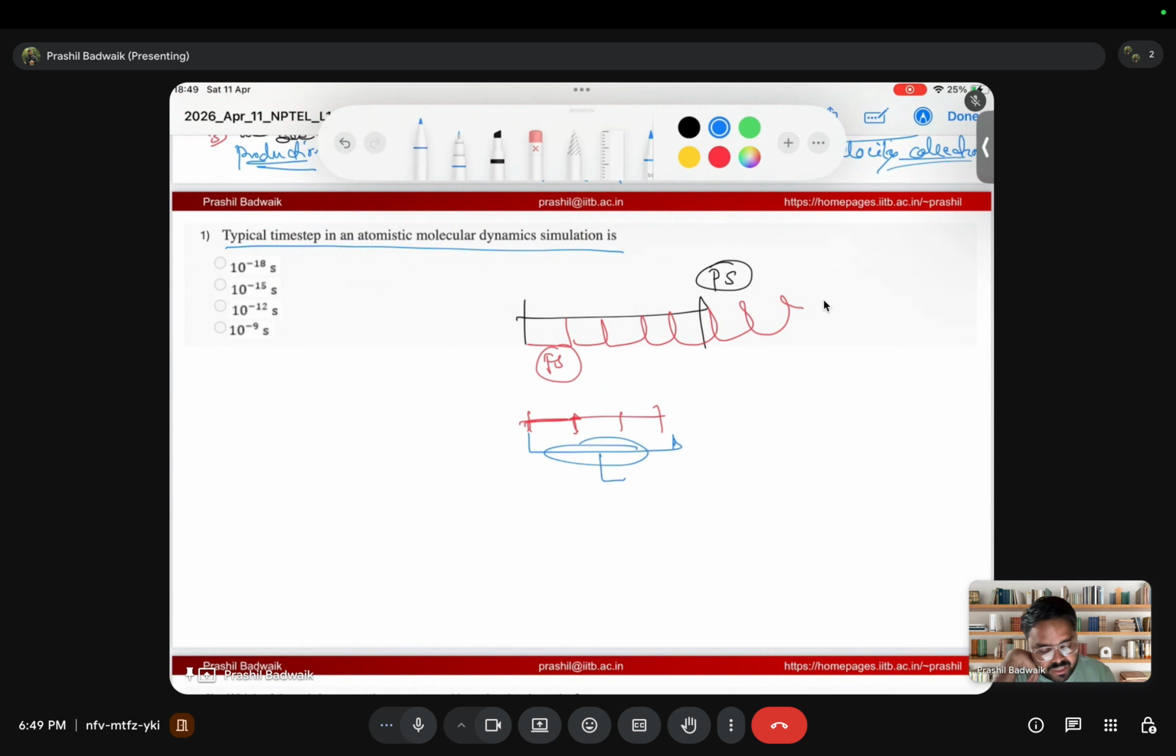We are not able to track this. So that's why the time step should be very small, according to the need. Whatever phenomena you want to capture, it should be captured within that limit. It should be small, and generally the time step is 10 raised to power minus 15 seconds, which is femtosecond. 1 to 5 femtoseconds is general. We can take 2 femtoseconds, 5 femtoseconds, that is also possible.